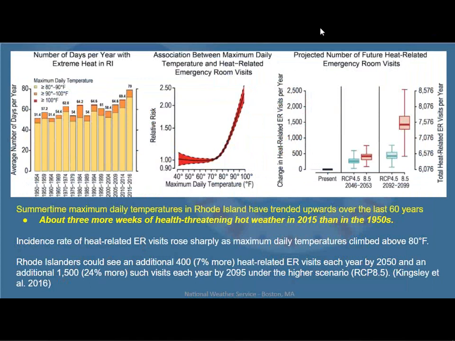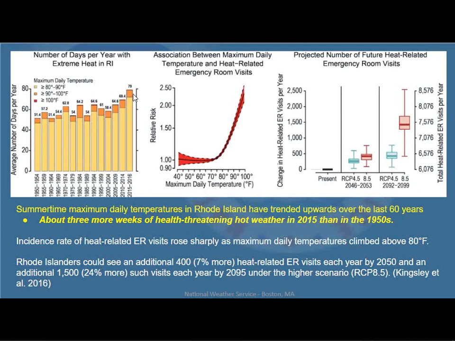I did some research and found some papers that are more applicable to southern New England, and this one is a paper on Rhode Island. Basically, in a nutshell, the number of days per year with extreme heat in the state of Rhode Island has been on the increase, especially when you're talking about temperatures exceeding 90 degrees Fahrenheit. Overall, the number of warm days has increased over the years in Rhode Island, but the number of extreme hot days has also been on the increase. So not only do you have warmer than average temperatures, but you also have more extreme heat.